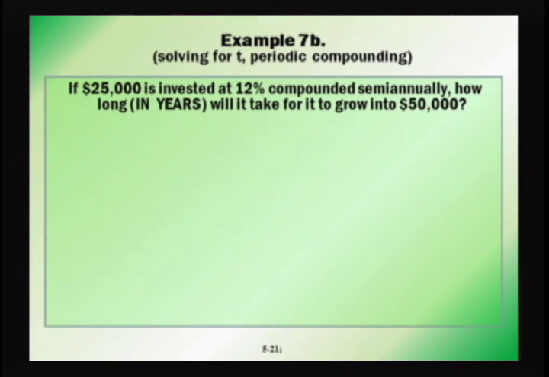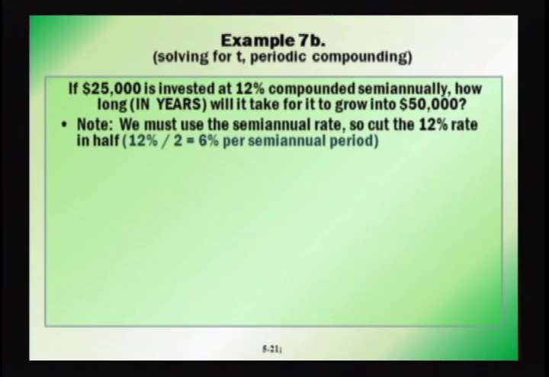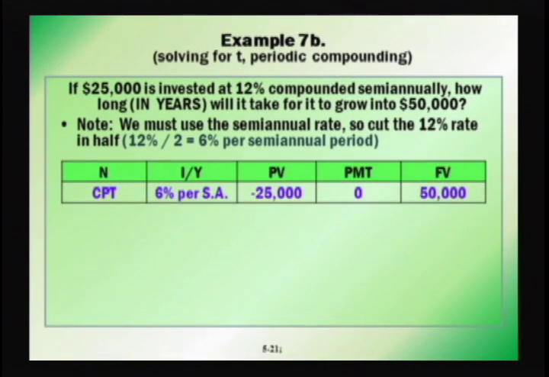If we compounded that semi-annually, how long will it take to grow into $50,000? Now, if we do semi-annual, we need to figure out a semi-annual interest rate. 12 divided by 2 is 6% as a semi-annual interest rate. So we'll take a look. We have 6% semi-annually, we still have a present value of $25,000, and we have a future value of $50,000.